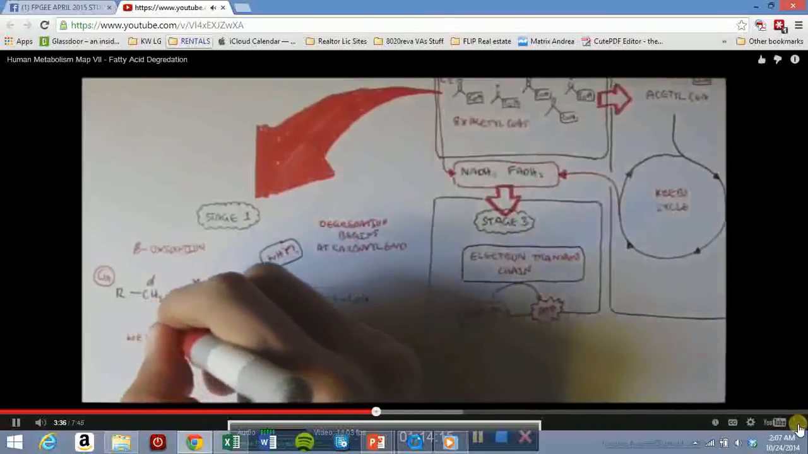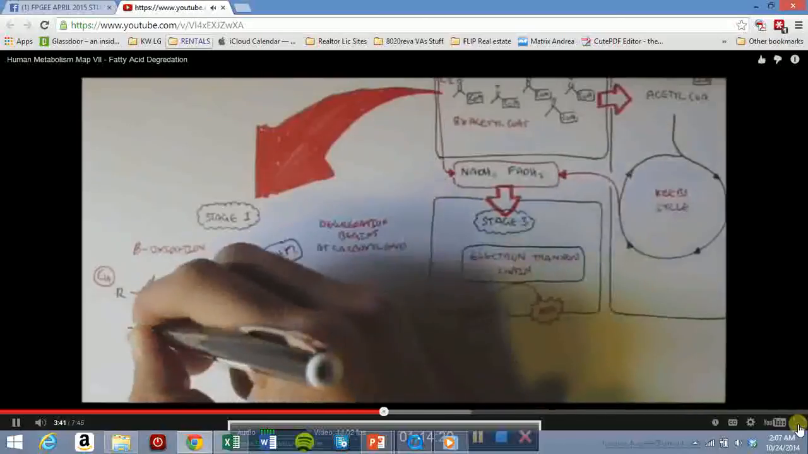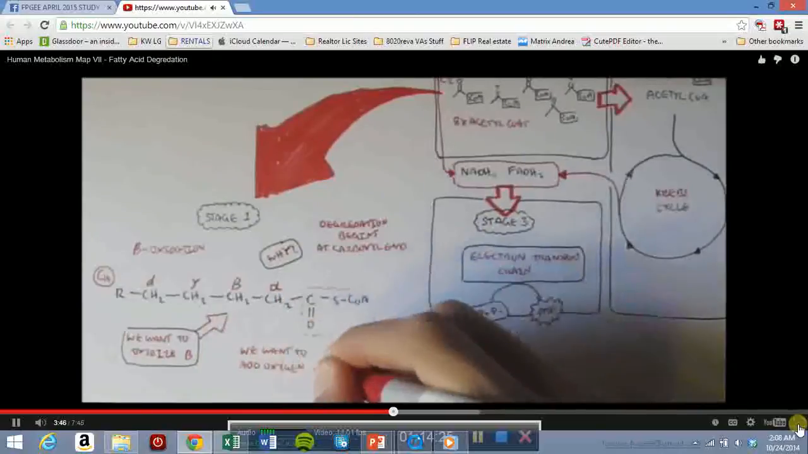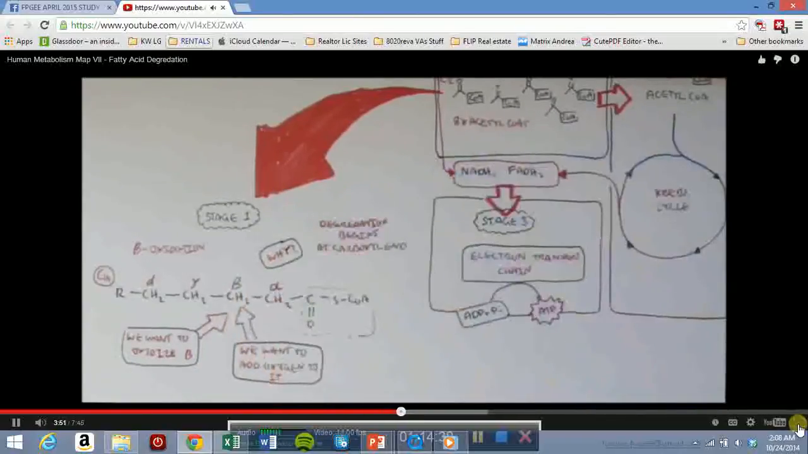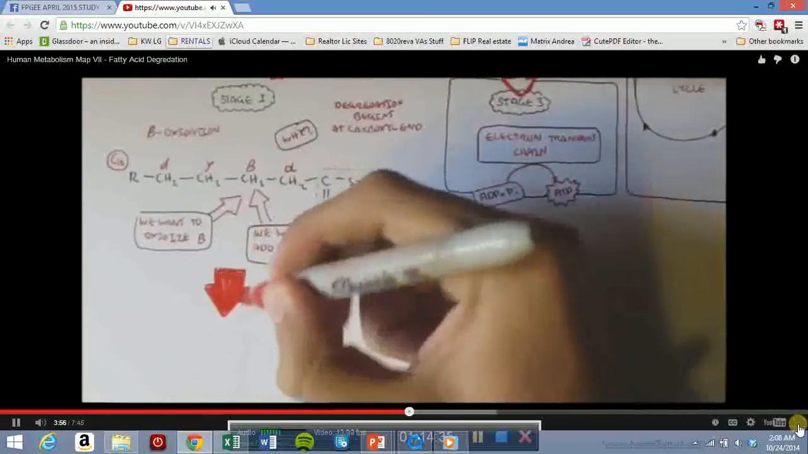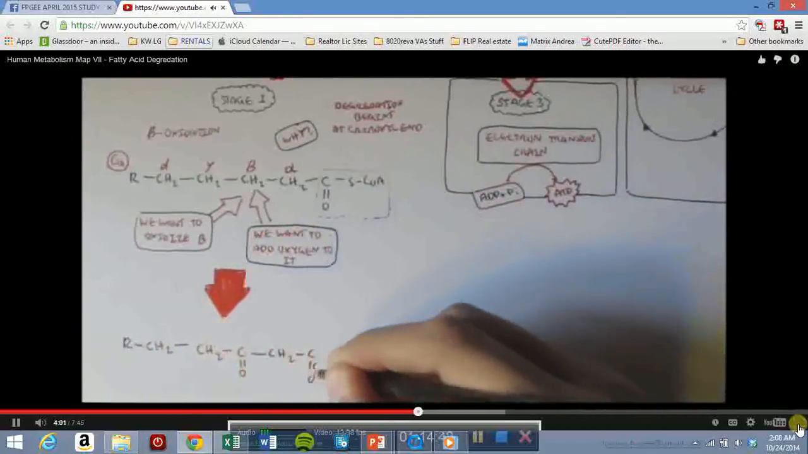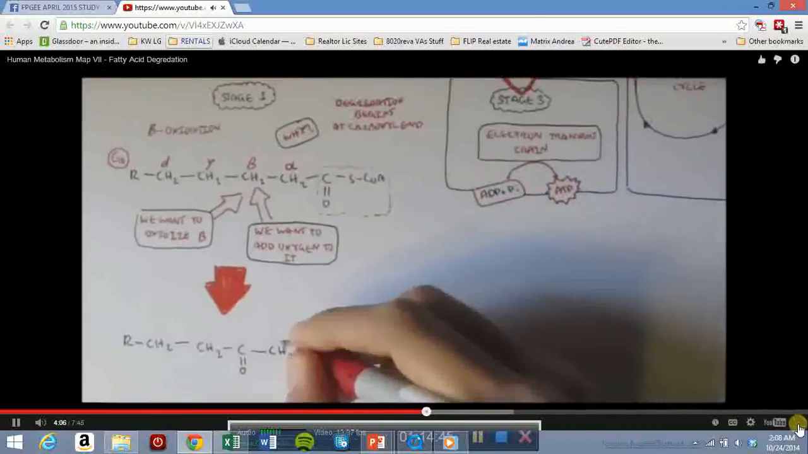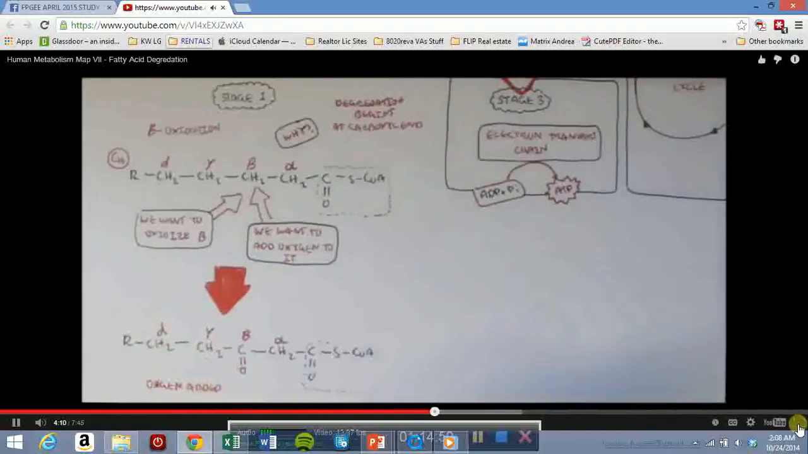So beta, beta. In beta oxidation, we want to oxidize beta. We want to add oxygen to the beta carbon, this beta carbon here. So through several reactions, this same palmitoyl-CoA structure will look like this. And here is a carboxyl end still. What is different is that the beta carbon is now bonded to oxygen. So it has been oxidized.